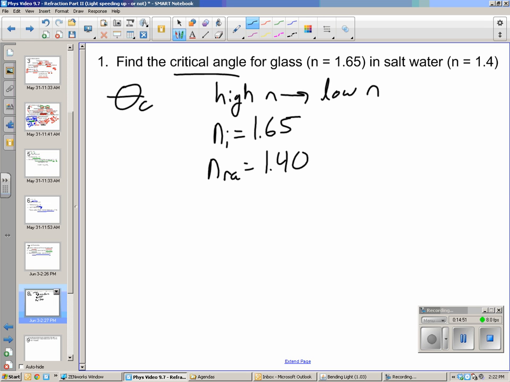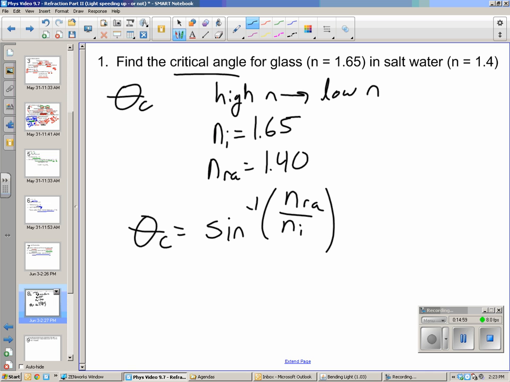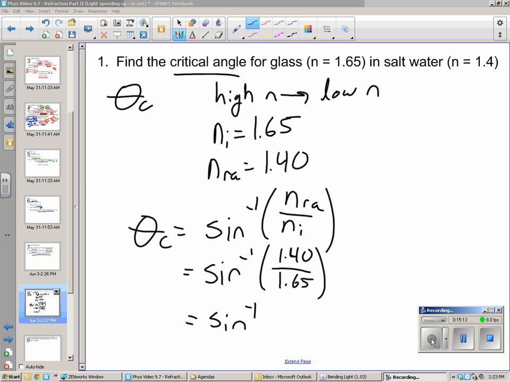All right? And then to find your critical angle, you just do inverse sine of NR over NI. So it's the inverse sine of 1.40 over 1.65. Type that into your calculator, and you get 58 degrees.